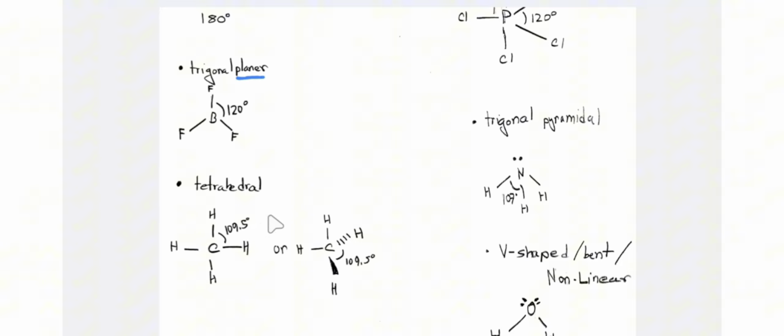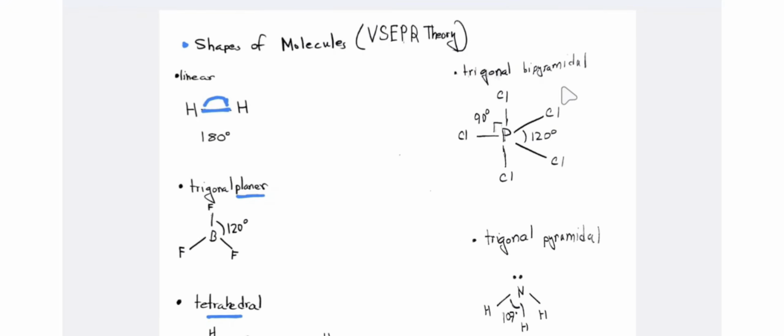Then for CH4, that is methane, the structure is tetrahedral. For CH4 we usually draw it like this: two hydrogens in the plane, one hydrogen coming towards you and one hydrogen moving away from you. So this is the tetrahedral arrangement and the bond angle is 109.5 degrees.